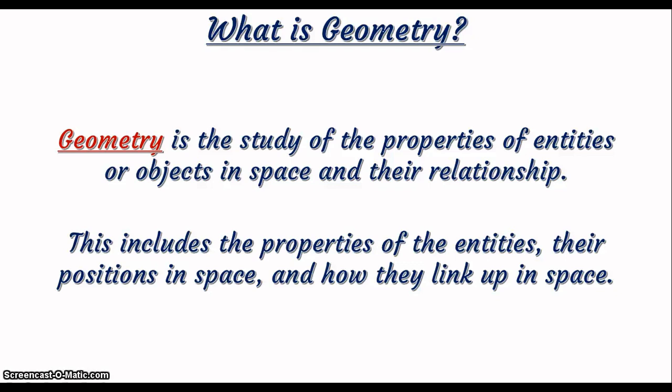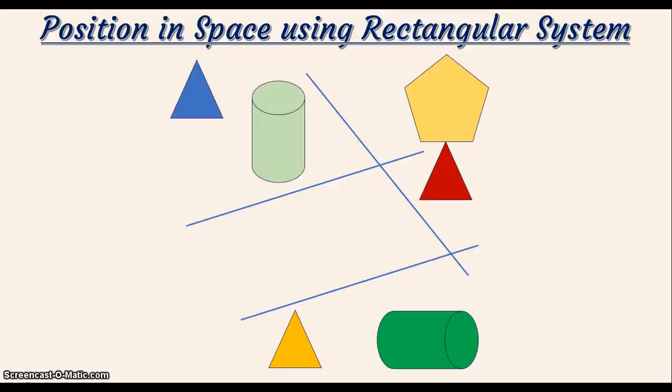So today we are interested in the position in space, okay? Position in space. So now that we know, let us look at position in space using the rectangular system. Here you have different shapes. I could see a triangle, three different triangles, three different colors. I could see a pentagon. I could see two cylinders in two different orientations, vertical and horizontal. I could see three lines in different orientation. These entities are on a plane. Of course, 3D shapes are in space. But let's look at the plane in front of us.